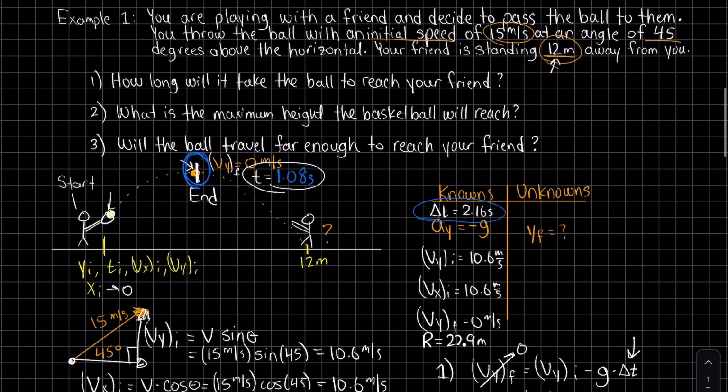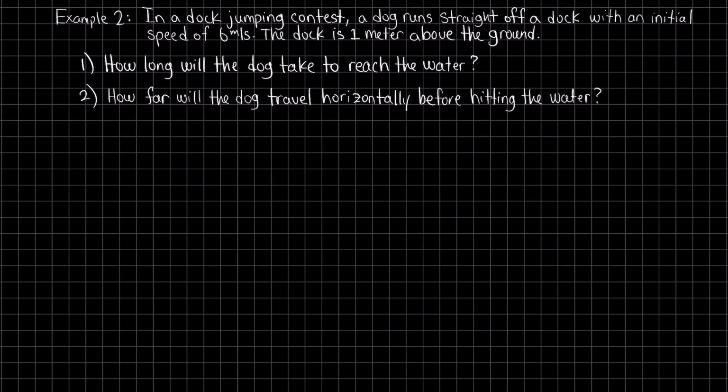I hope this process has been clear, and I hope that I have explained my problem-solving process clearly enough for you to understand. Let's go ahead and do another example. So here we have example number 2. In a dock jumping contest, a dog runs straight off a dock with an initial speed of 6 meters per second. The dock is 1 meter above the ground. And here we have 2 questions. The first one reads, how long will the dog take to reach the water? And number 2 reads, how far will the dog travel horizontally before hitting the water?